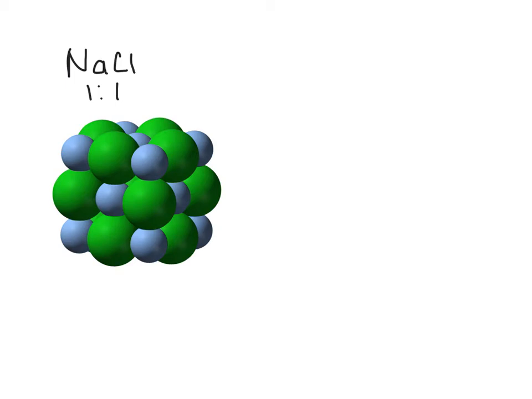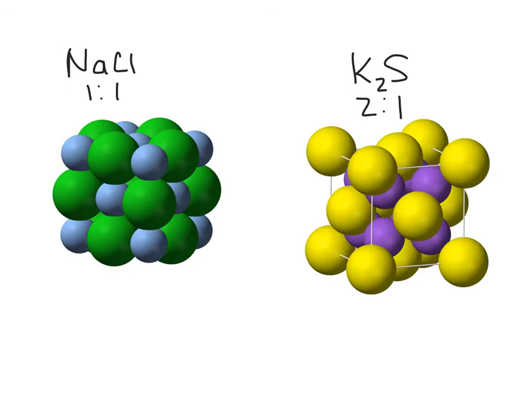In contrast, let's look at potassium sulfide. Potassium sulfide forms a 2-to-1 complex because potassium is in group 1 and therefore makes +1 cations, and sulfur is in group 16 and so it makes -2 anions. So I will need 2 potassiums for every 1 sulfur to make the neutral compound. On the microscopic level, that looks like this.